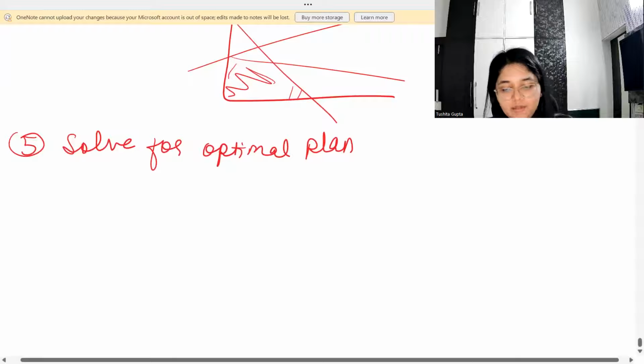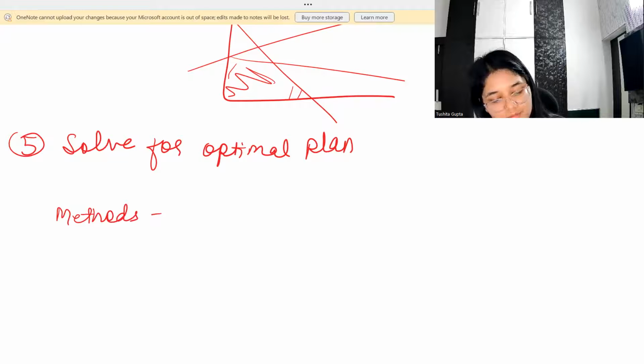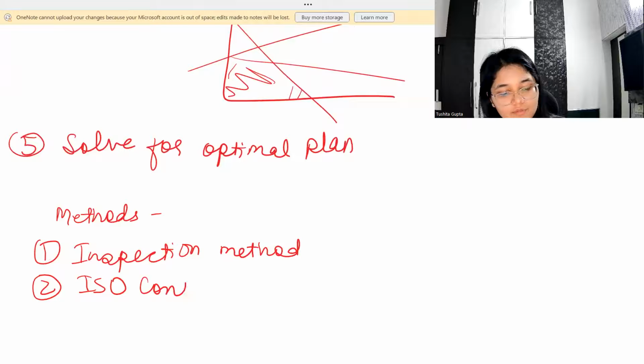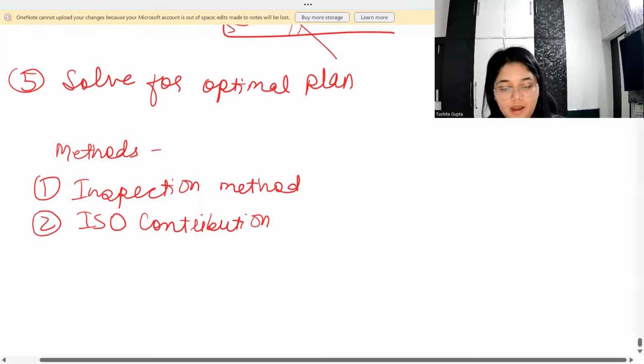If we talk about linear programming, then there are two methods. When it comes to the methods, the first method that you have is the inspection method, which is more like a hit and trial method. And then the second method is the ISO contribution line. So these are the two basic methods which usually are used to solve the graphs.